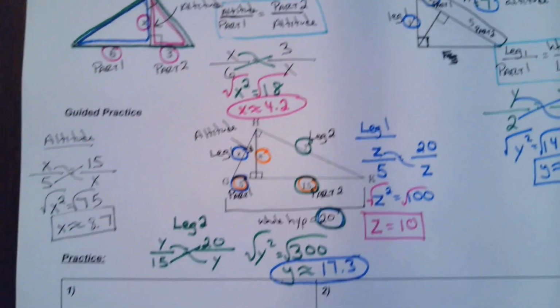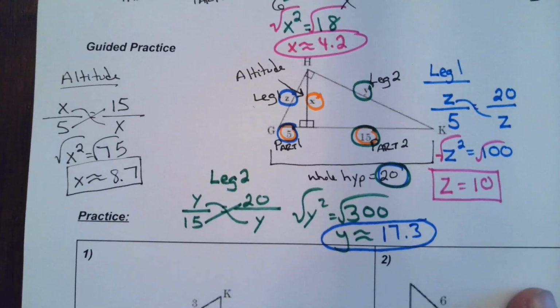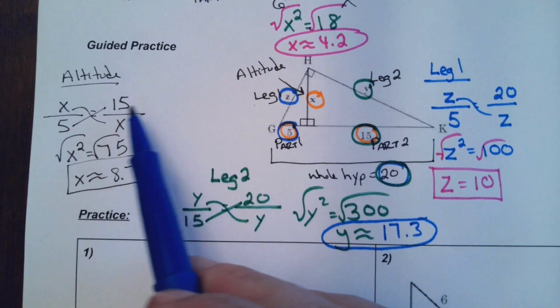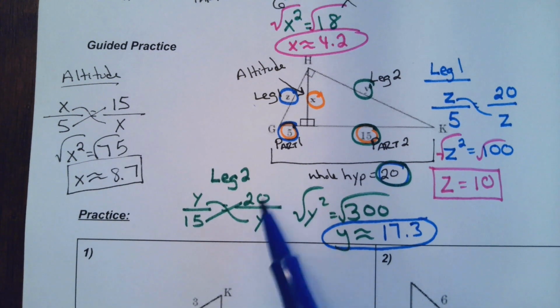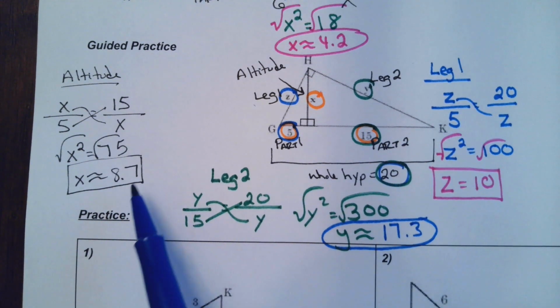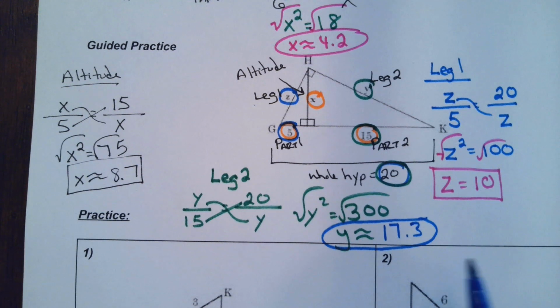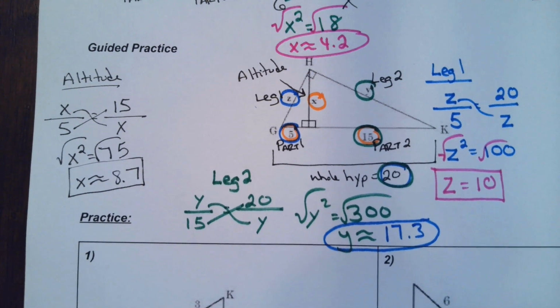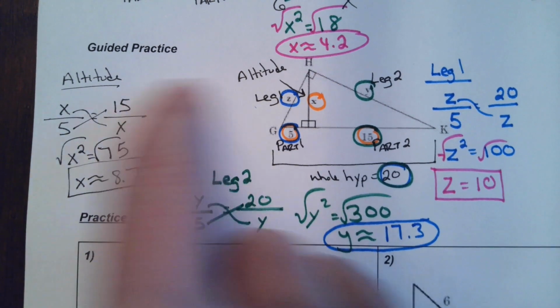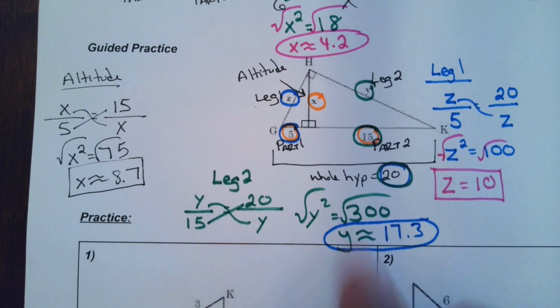And there you have it. So a lot going on. So we have an altitude theorem, legs, all three answers, 8.7, 10, 17.3. Okay, you have 2 questions down here at the bottom. Follow this example here to do those.